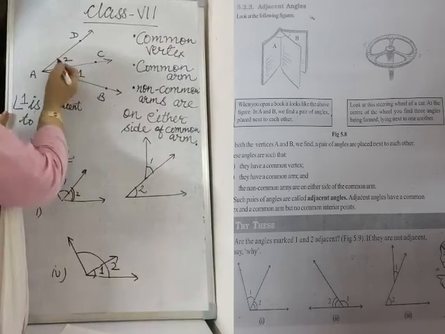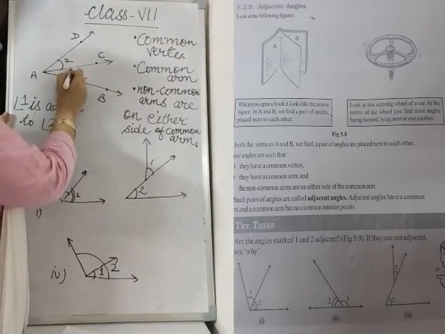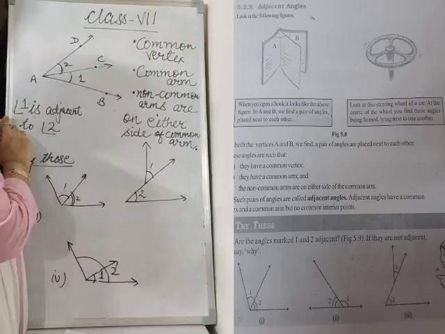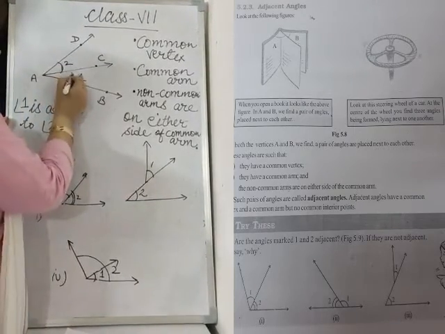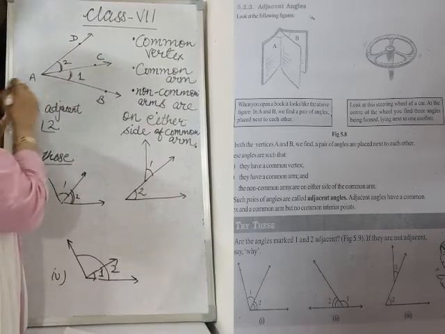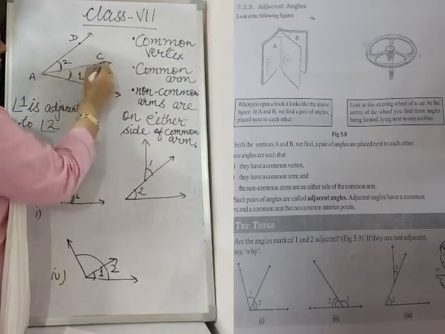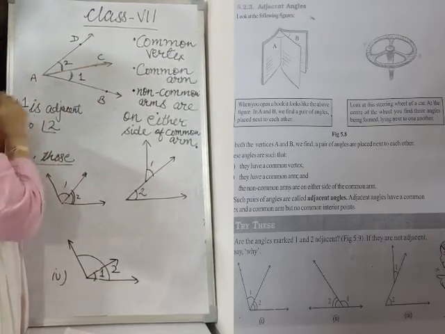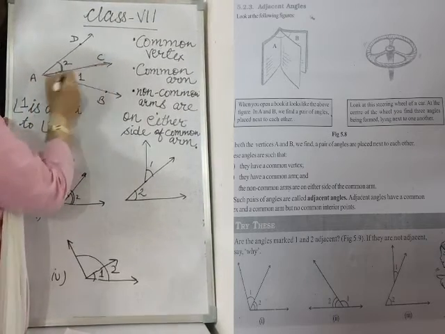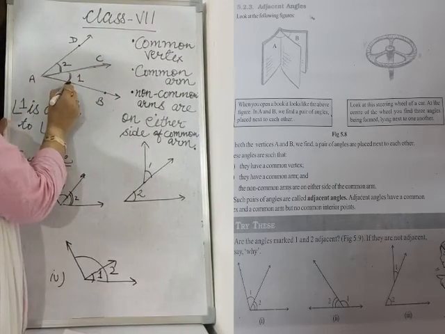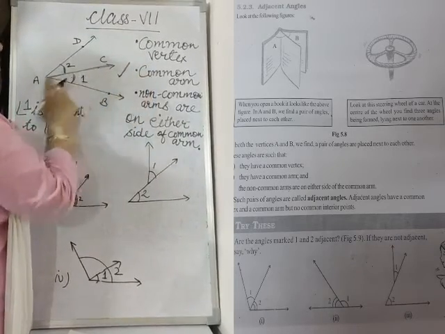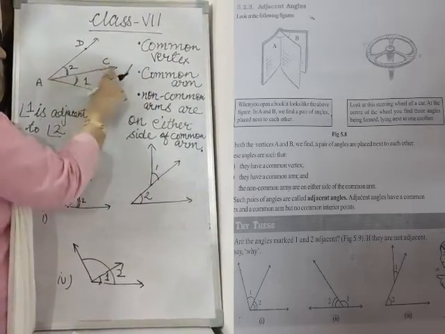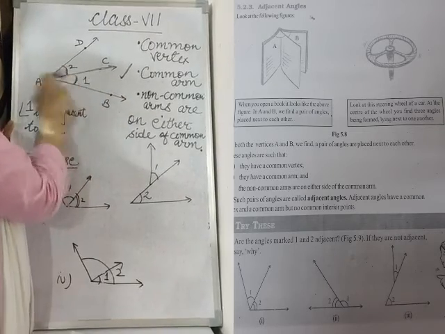What is the meaning of this? When will you say one angle is adjacent to the other angle? For this, there are some conditions. Between these two angles, is there any common arm? Yes, we have one common arm between 1 and 2. So, the first rule is, there should be a common arm. AC is the common arm between 1 and 2.